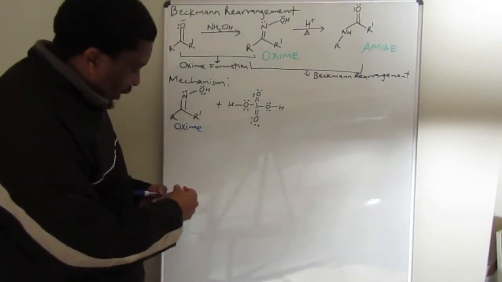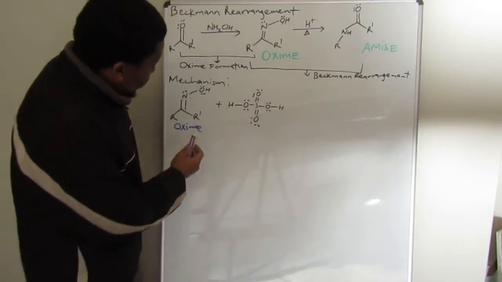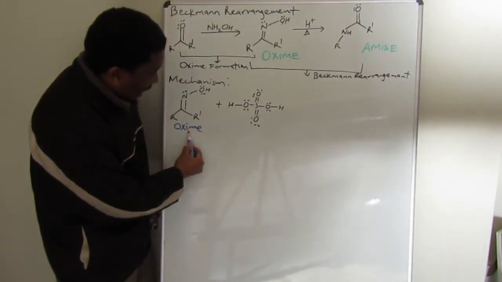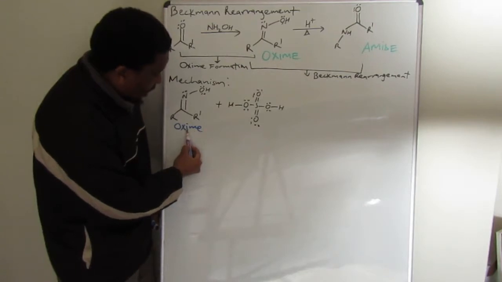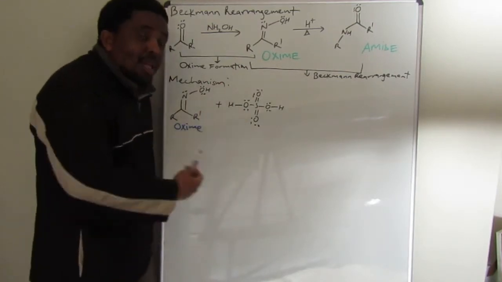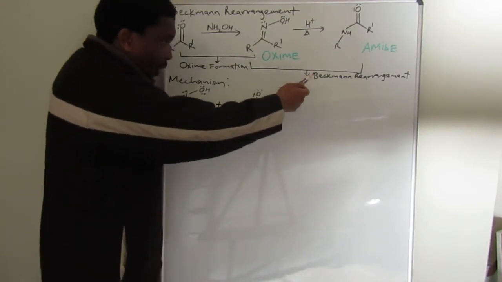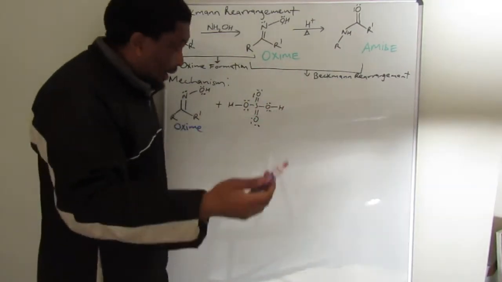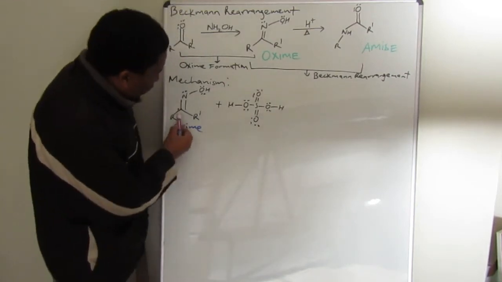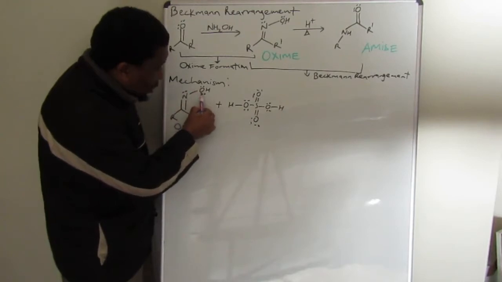Now, recall in our last session we had generated our oxime. This oxime now becomes the starting material for the Beckmann rearrangement. Here we've got a carbon, which is double bonded to nitrogen and singly bonded to OH.